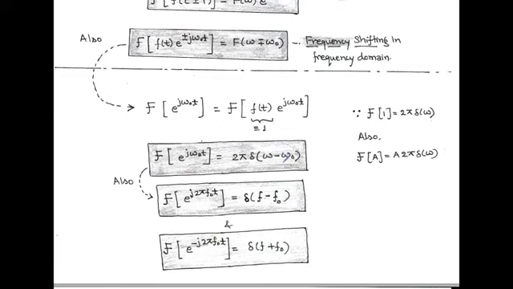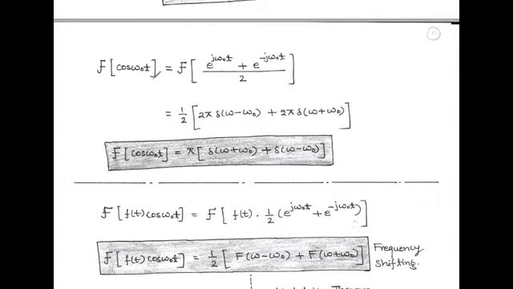So in this case, the Fourier transform of e to power j 2 pi f naught t is del f minus f naught. So for our requirement, we can write in terms of omega as well as in terms of frequency f. Similarly, the Fourier transform of e to power minus j 2 pi f naught t is del f plus f naught.